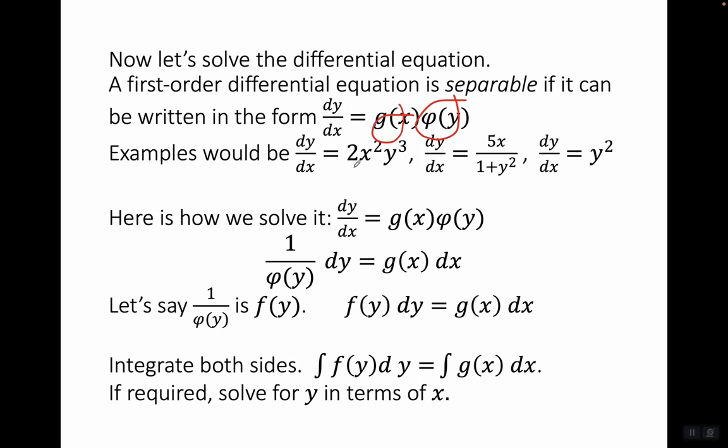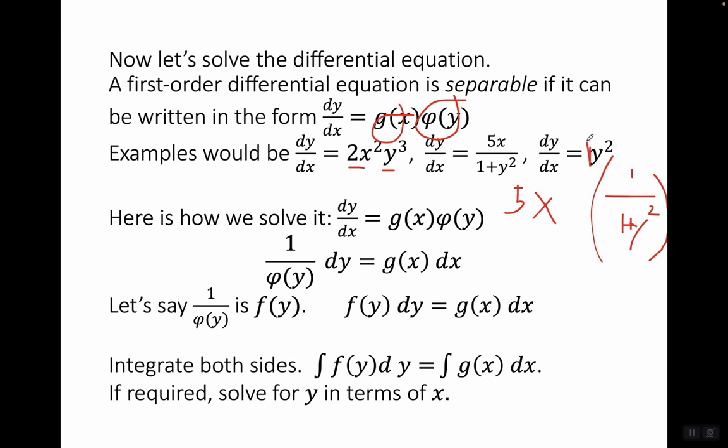Examples would be dy/dx equals 2x squared times y cubed, or dy/dx equals 5x over 1 minus y squared, because then you could write that as 5x times the quantity 1 over 1 plus y squared. Also, dy/dx equals y squared. Now, why would dy/dx equals y squared be a separable differential equation? Well, you can think of the function of x as being 1. That's a function of x.